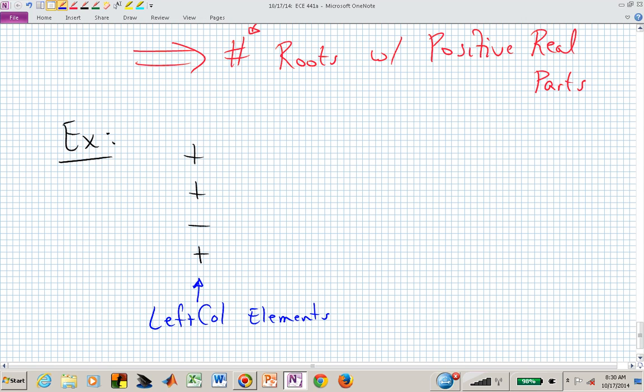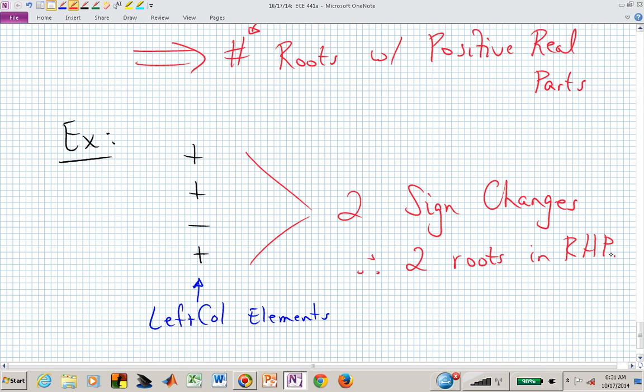Now, another challenging task: how many sign changes are there in that collection of entries? 2. Positive to positive, no sign change. So I'm going from the top. Positive to minus, 1 sign change. Minus to plus, another sign change. So this simply means we take this column of elements, and we look at how many sign changes. Here we have 2 sign changes. And that now says, therefore, we have 2 roots in the right half plane.